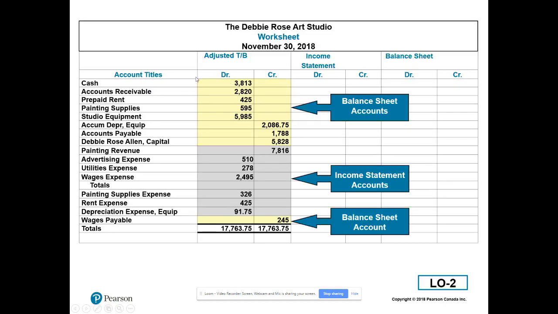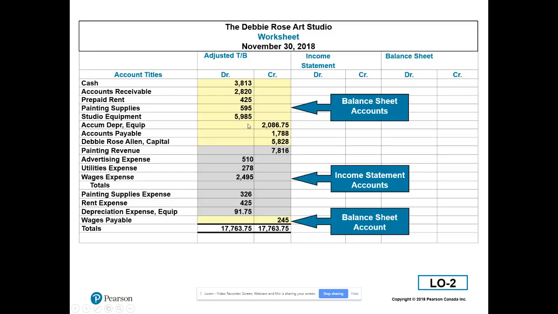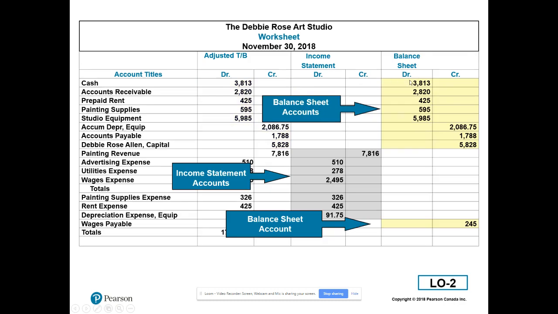So for the next sections, I've got my adjusted trial balance. This is basically the same as here. They've just slid the sheet over. There are all the numbers, and they've highlighted that this one's a balance sheet account, and this one's also a balance sheet account. As I transfer these numbers over, I'll be transferring all the balance sheet numbers to the balance sheet accounts, including this $245. I'm going to transfer these income statement accounts over to the income statement area. Okay, pretty straightforward.